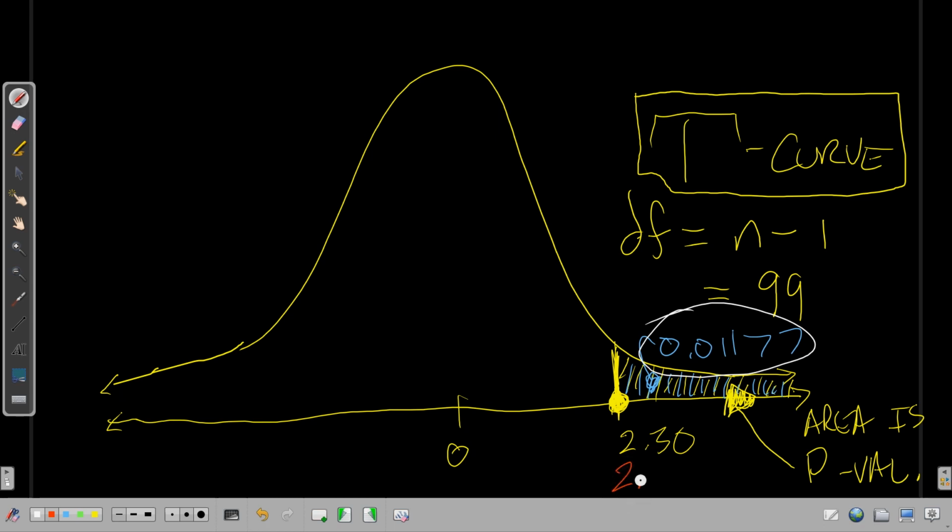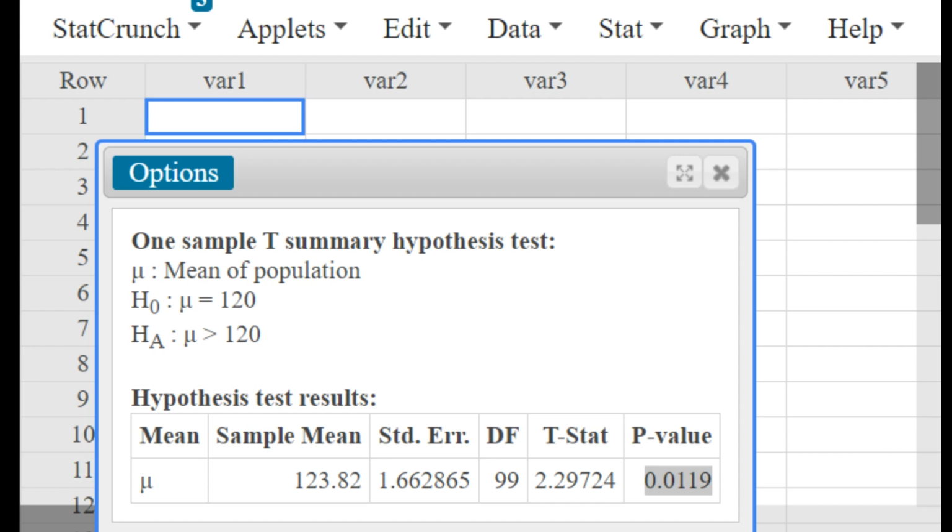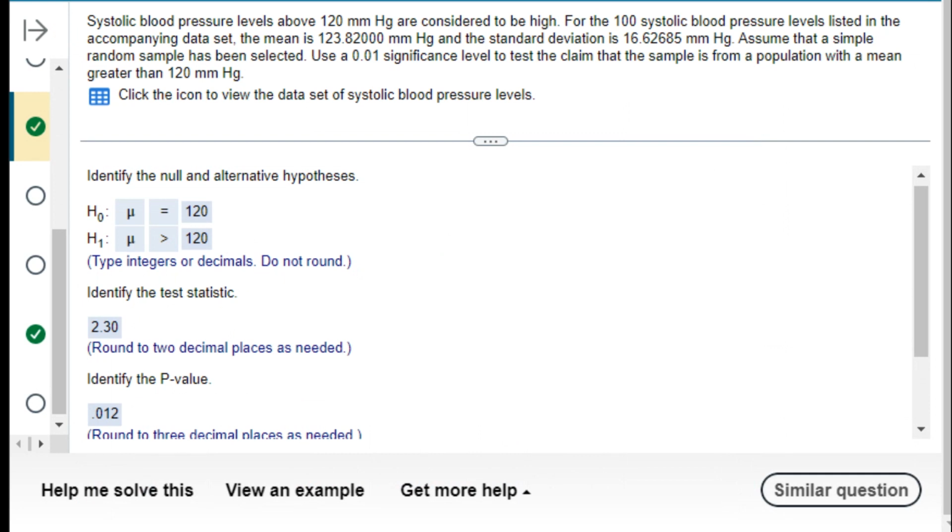Their test statistic was 2.29724. So it was a little bit this way. It gave them a little bit more area than 0.0117. So the area that they got was 0.0119. I mean, it's different by 2 at the 4th decimal place. That's very small. And the question still would have accepted that answer. No problem. It would have rounded to the same thing anyways. So, all right, that's it. Talk to you later.